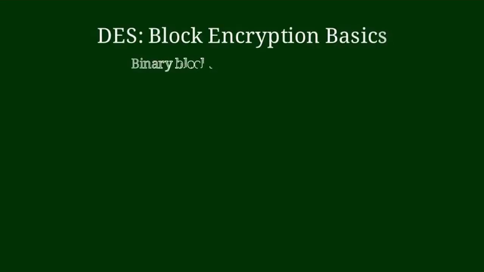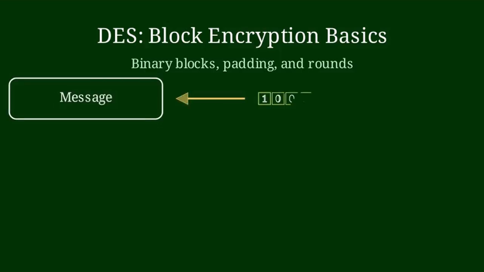In this video, we will explain how the Data Encryption Standard, or DES, processes data. We will focus on blocks, padding, and the 16 rounds of encryption. Step 1. DES ignores lines of text. It converts the entire message into a single stream of bits. Think of the message as a long row of zeros and ones.